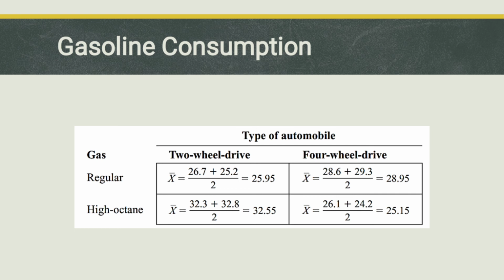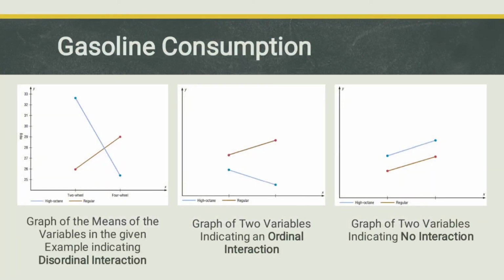So, to find the means for each group, we just add the data values in each cell and divide by n, which is 2. For regular and two-wheel drive, you have a mean of 25.95. Regular and four-wheel drive, you have a mean of 28.95. For high-octane and two-wheel drive, you have a mean of 32.55. And high-octane and four-wheel drive, you have a mean of 25.15. The graph of the means for each of the variables is shown.